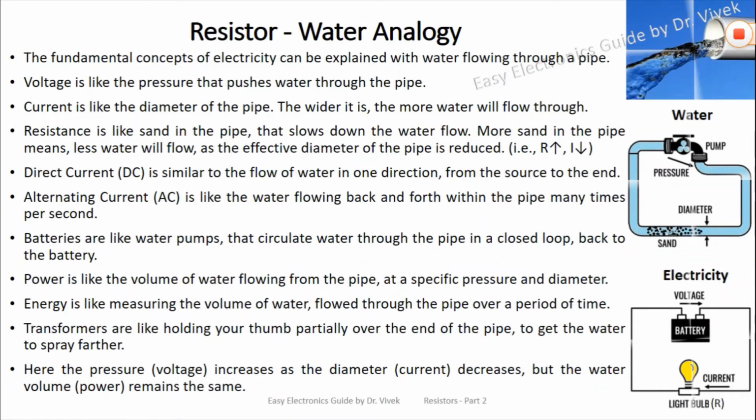The fundamental concepts of electricity can be explained with water flowing through a pipe. Voltage is like the pressure that pushes the water through the pipe. Current is like the diameter of the pipe. The wider it is, the more water will flow through. Resistance is like sand in the pipe that slows down the water flow.